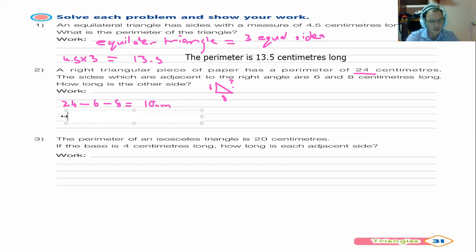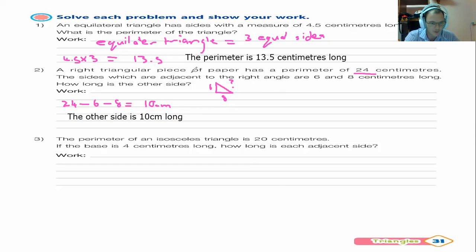how long is the other side? Let's turn that to black again for the answer. The other side is 10 centimeters long for your answer. Okay, hope you guys are still with me, still understand. Very important to read carefully.